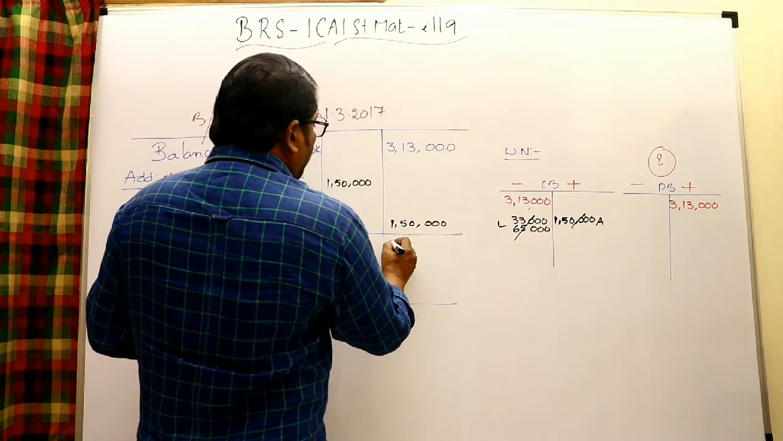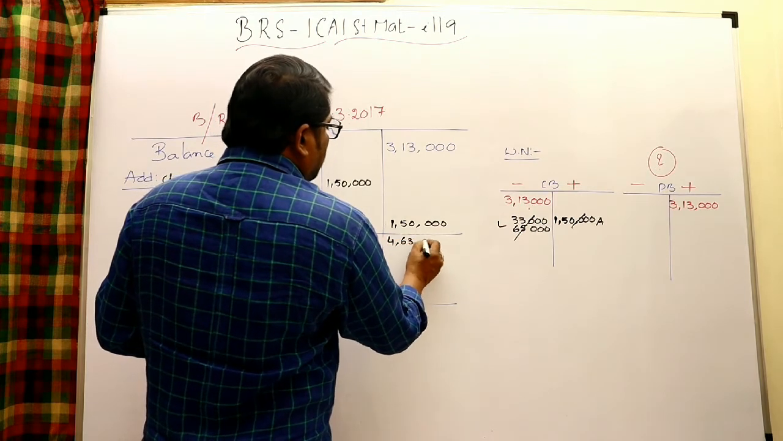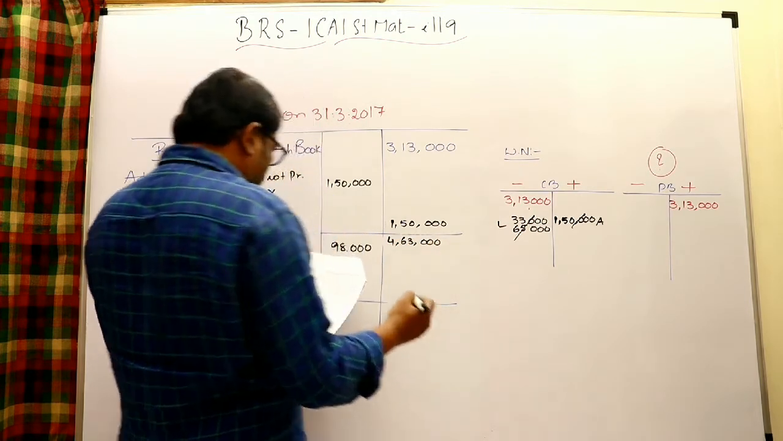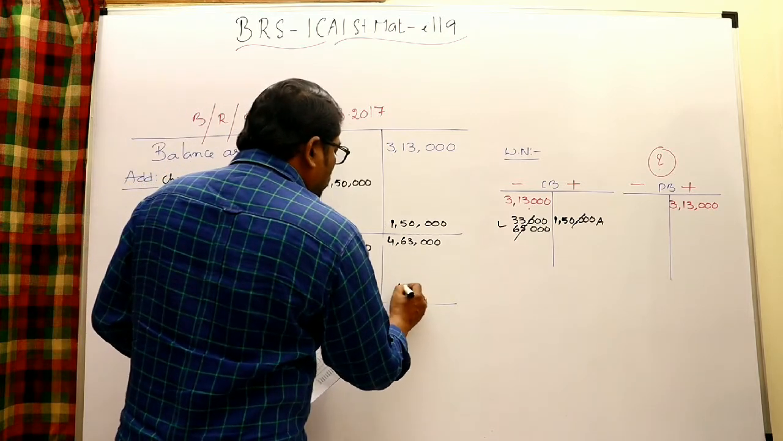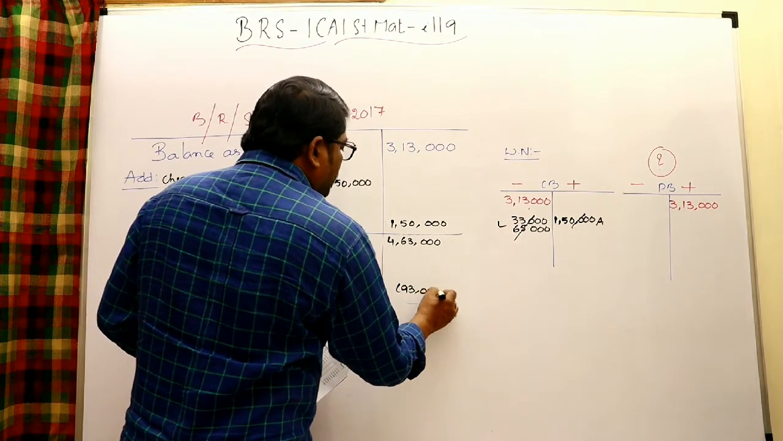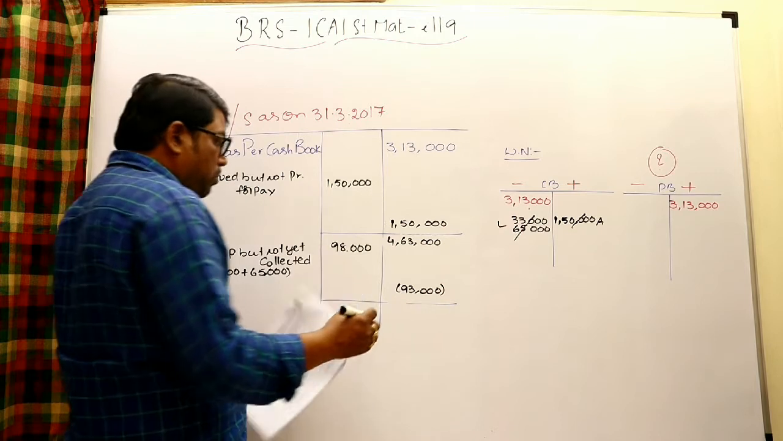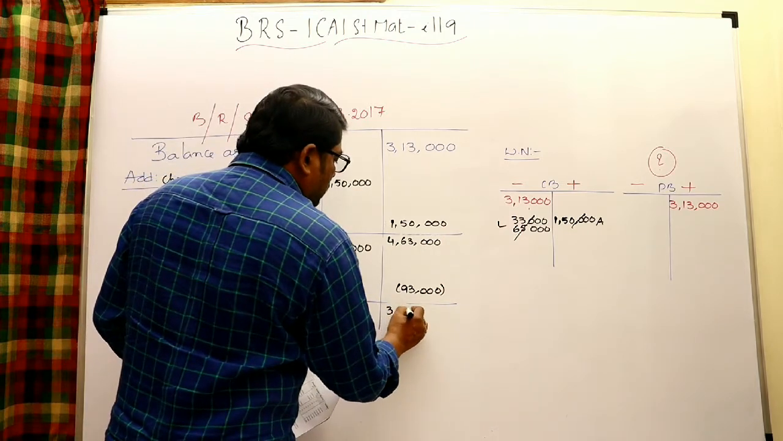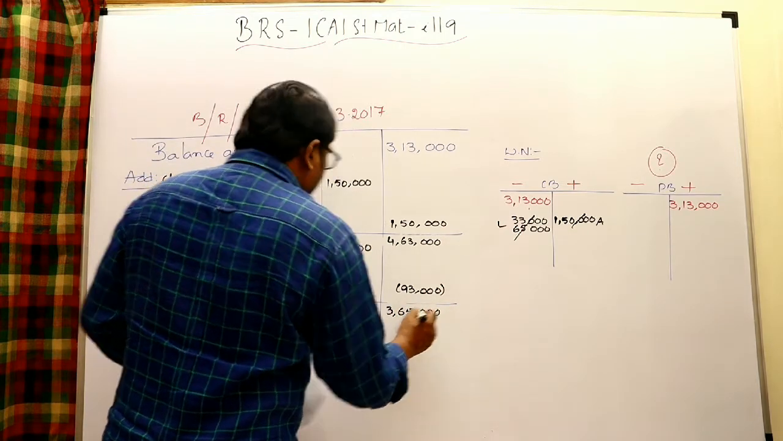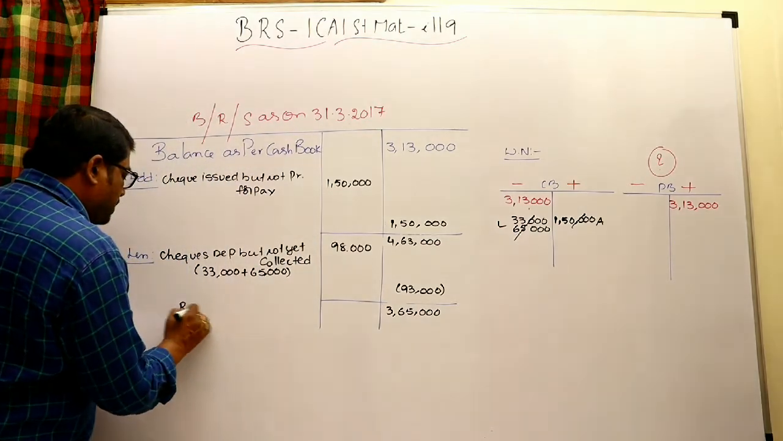Okay. Now let us take that 1,50,000 here and the total is 4,63,000. And 98,000 rupees you have to deduct, and the resulting amount is 3,65,000. This is what we say balance as per passbook.